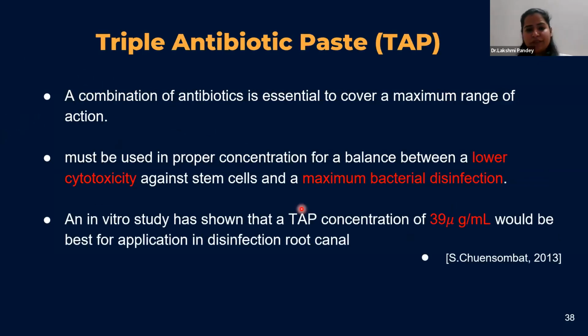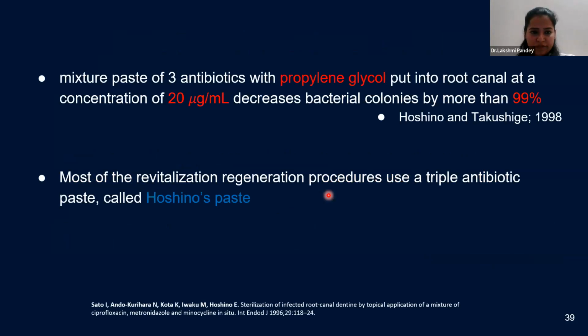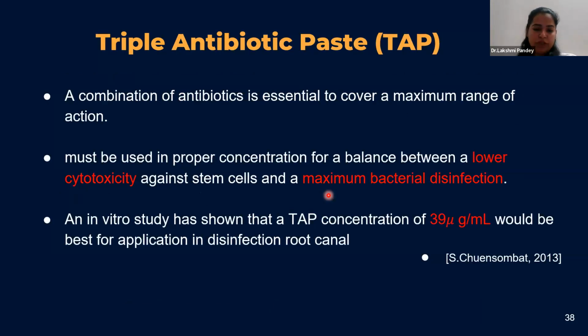Next comes the triple antibiotic paste, which I used in my case. The combination of antibiotics is essential, obviously. Another thing is the concentration: a balance between lower cytotoxicity against stem cells and maximum bacterial elimination should be achieved. You know how to make a triple antibiotic paste, right? What exactly you have to do is get the capsules and use saline.